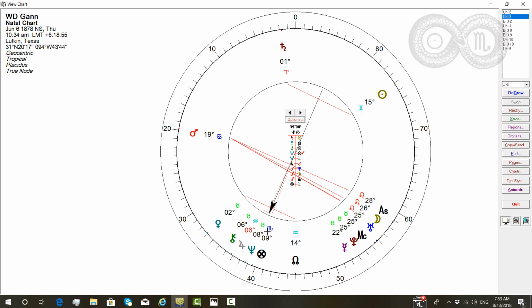Okay, so once you get to your arrow, you can see what other midpoints, this is called a midpoint tree, that your part of fortune comes to. Now for W.D., his luck was because, as I showed you, that T-square, it was actually his part of fortune and Jupiter midpoint, and the Neptune and Jupiter midpoint is called the speculator's midpoint.